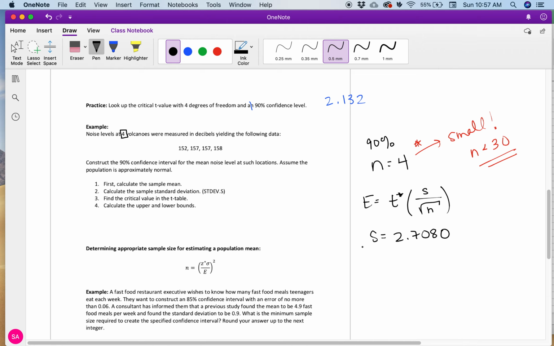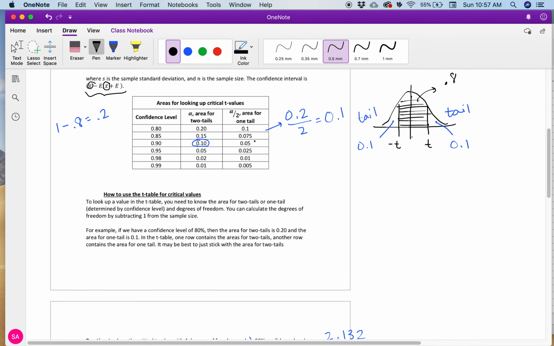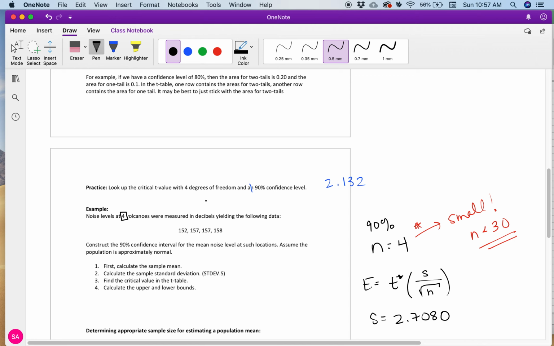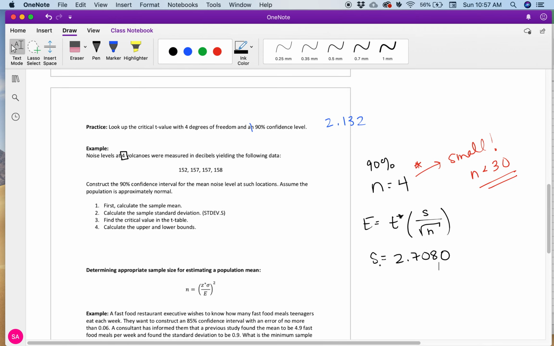Okay. So we have our S, we have our N, we got to figure out our T. So 90% confidence interval, if we look back at this chart, 90% again corresponds to a two-tail area of 0.1. And remember, we also need the degrees of freedom. So let me figure that out first. Degrees of freedom, call it df. That's your sample size, which in this case is 4, and then you subtract 1. So our degrees of freedom is going to be 3, and we have a two-tail area of 0.1.